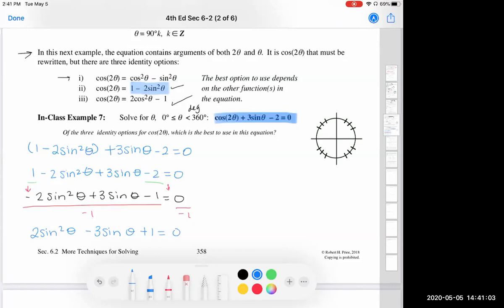All right, let's go ahead and solve. Now, the main problem here was which one of the three identities do we want to work with? And we chose the one that has a sine. Now we're left to go ahead and solve. So we have to use substitution. So let's say W is equal to sine theta. If so, we're left with 2W squared minus 3W plus 1 is equal to 0.